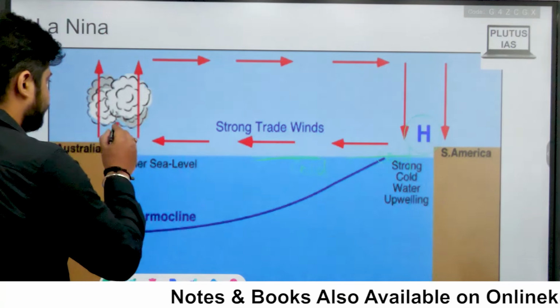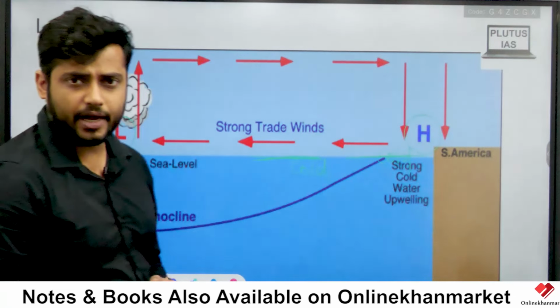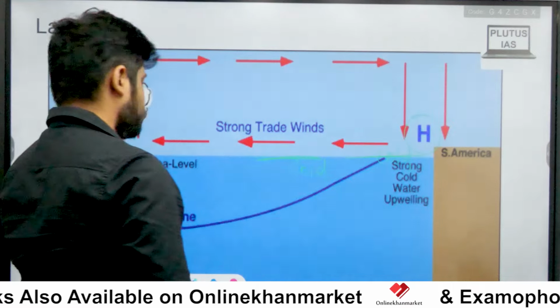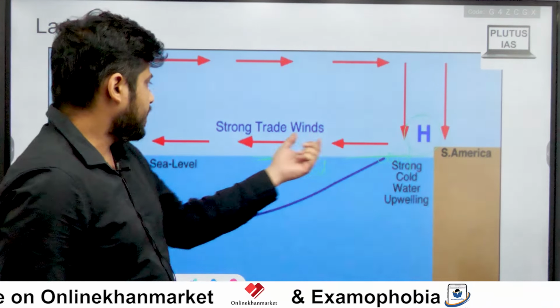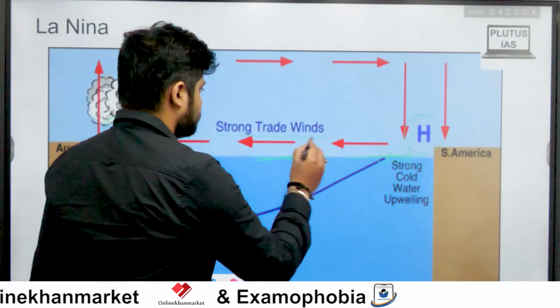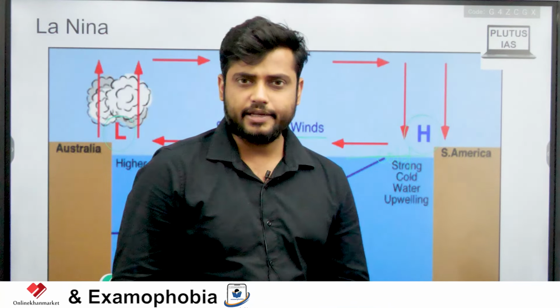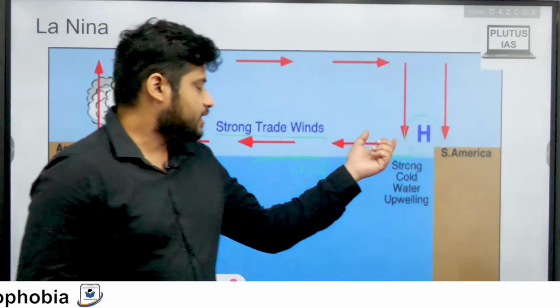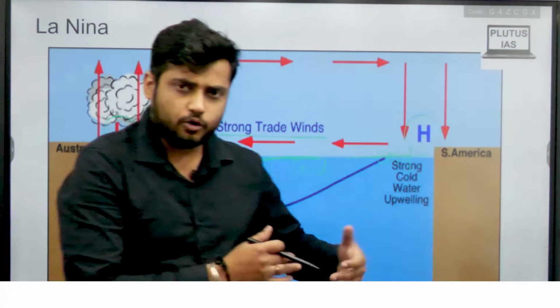Here, the pressure difference between high and low will intensify. So now there is more pressure difference between the South American coast and the Australian coast. In this case, the trade winds become stronger. We can also say that in the case of La Nina, the trade winds get stronger and more warm water is piled up on the Australian coast.